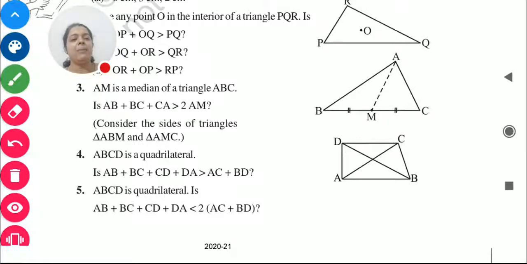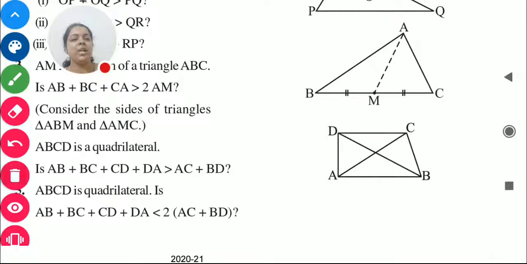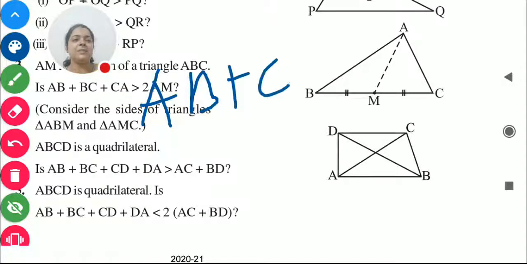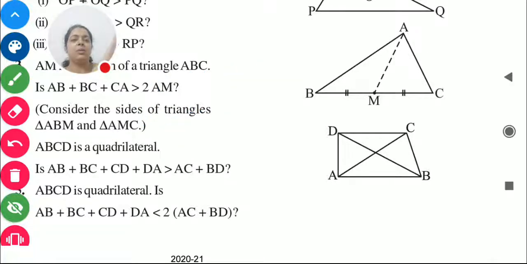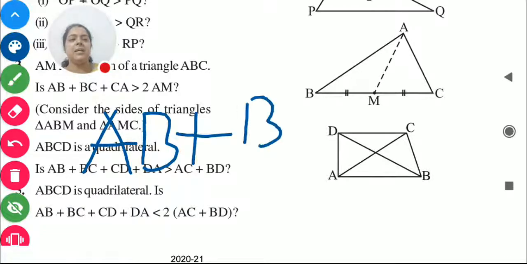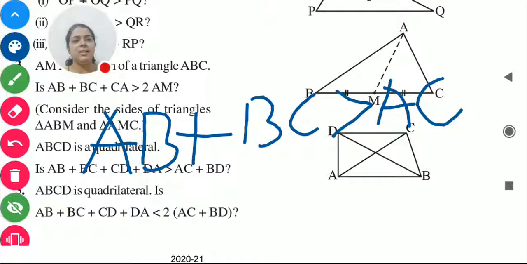I'll take one by one. First I'll take this one. I'll take CA. This is CA, and in that case, it forms a triangle here. Correct? This is the triangle ABC. So what the rule will be? We have to take this midline as a side. So AB plus BC is actually greater than AC or CA, whatever you write. It is greater than CA. Okay, first equation is done.